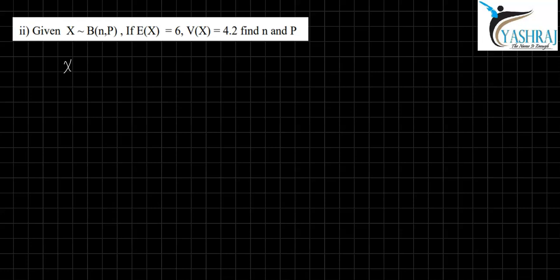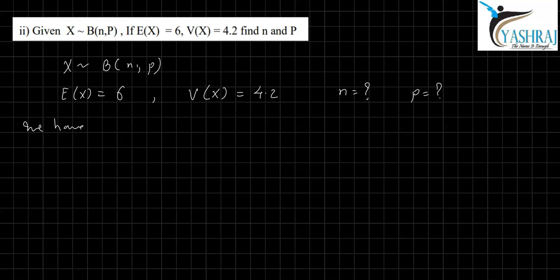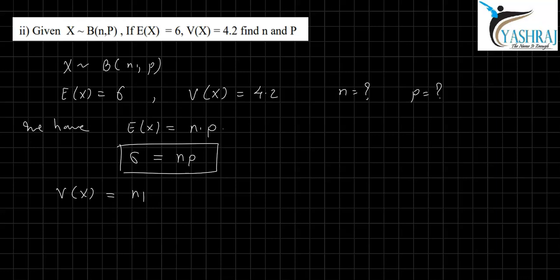Given that X follows the binomial distribution of n comma p, if E of X is equal to 6 and V of X is equal to 4.2, then find the value of n and p. So now we have E of X equals n into p, where E of X value we have is 6. So we have np equals 6. Now V of X is equal to n into p into q. Now we have np value, so try to provide one bracket for the np.